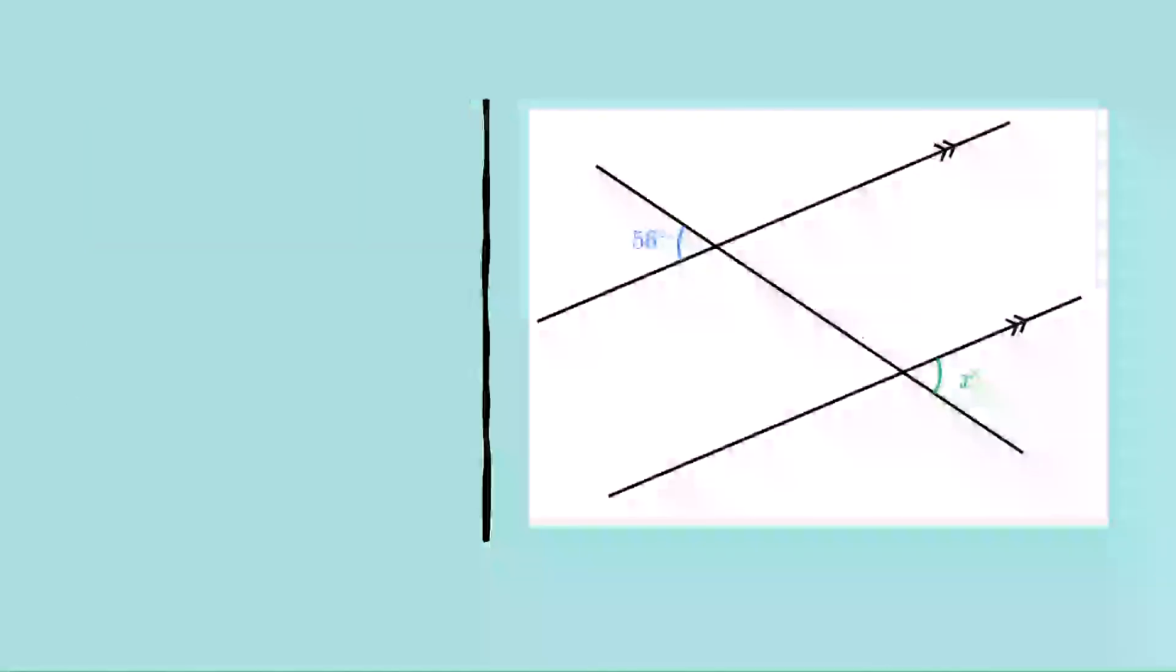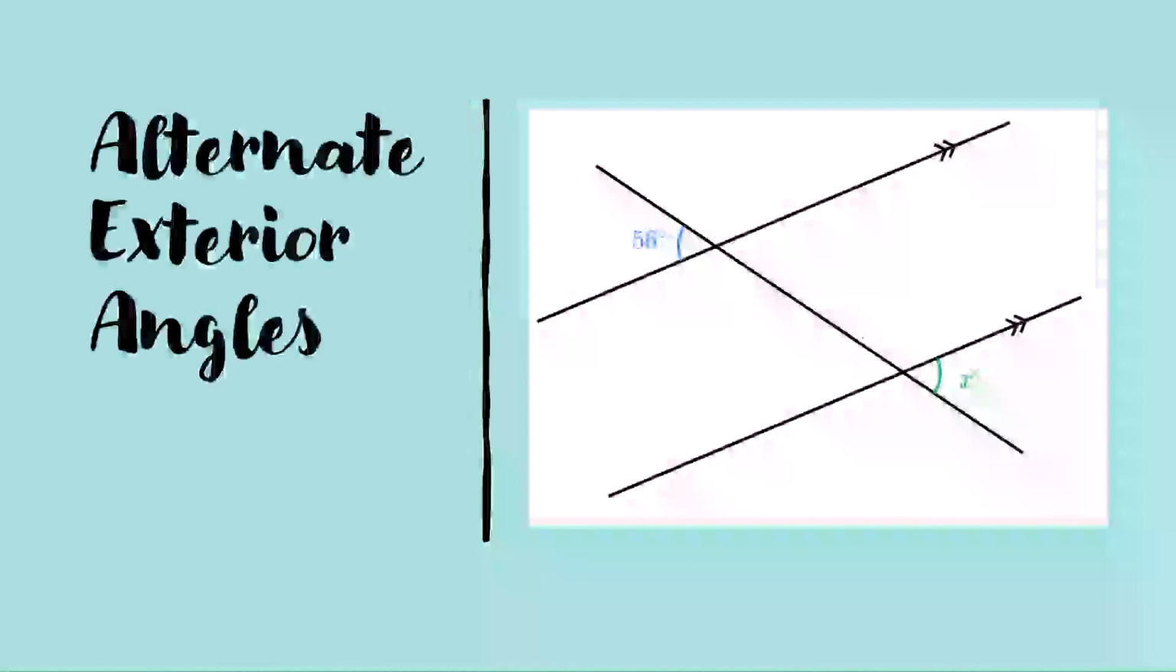When we look at this example, we see that our angles are on the outside of the parallel lines. They're not in between them, they're on the exterior, and they're on alternate or opposite sides of the transversal. So these angles are alternate exterior angles. Alternate exterior angles are congruent, therefore X equals 56 degrees.